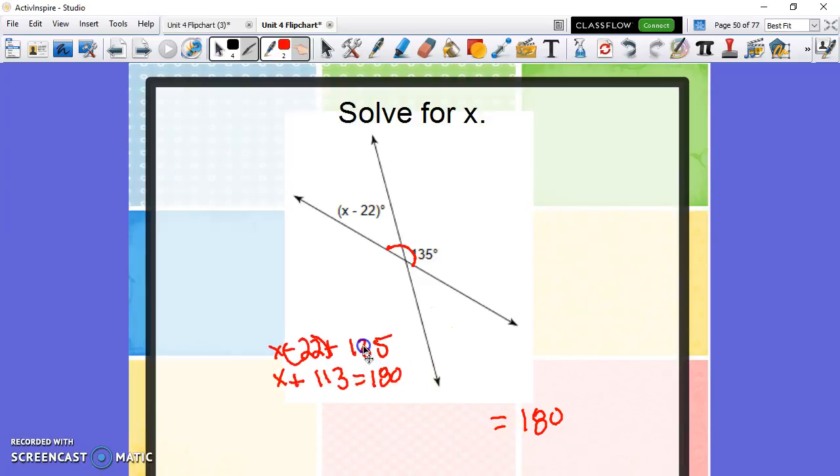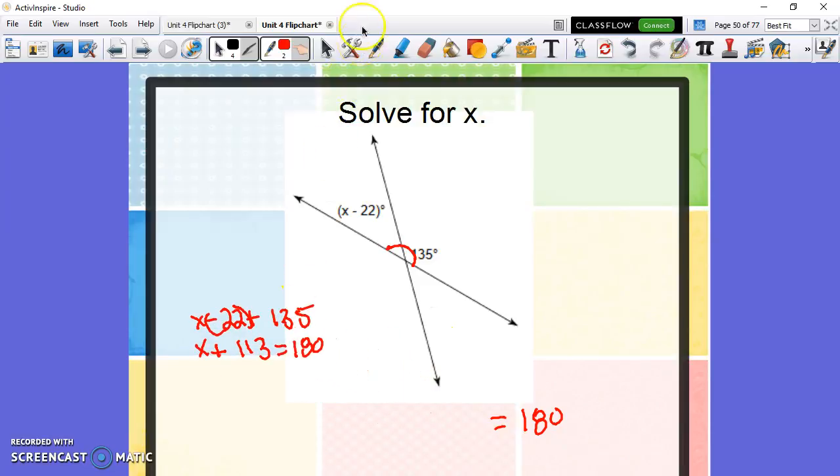We'll move this up. So now, we're going to get x by itself. So we're going to subtract 113 on each side. And that'll give us x is equal to 67.